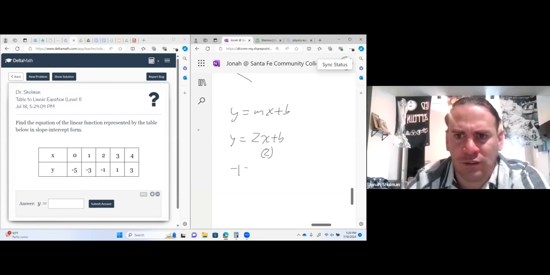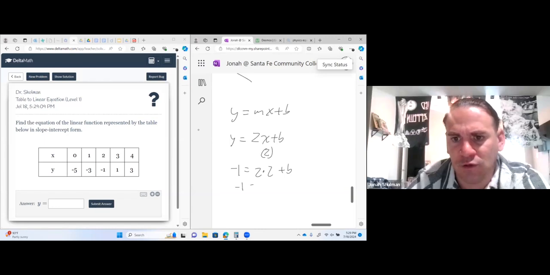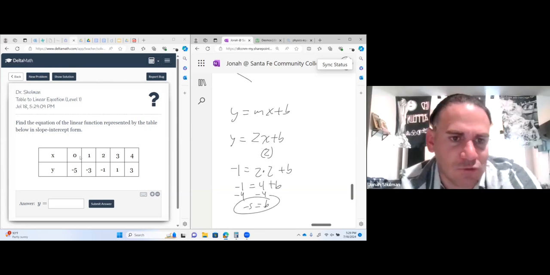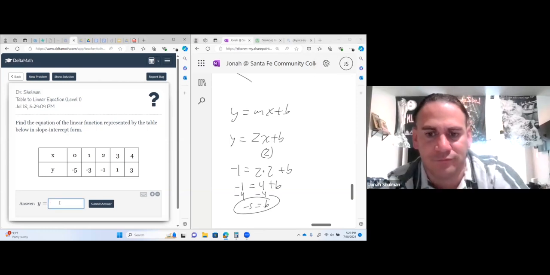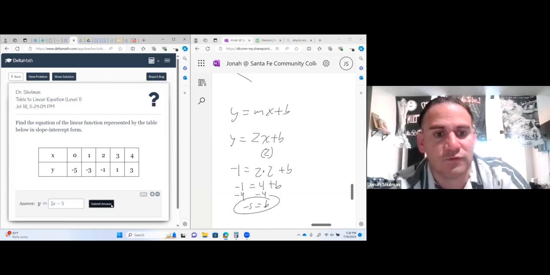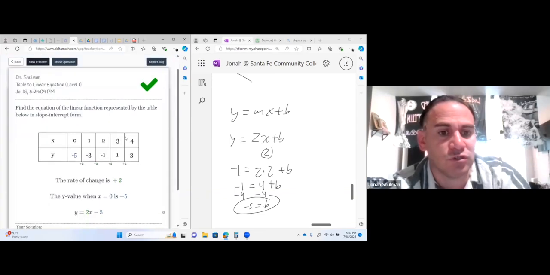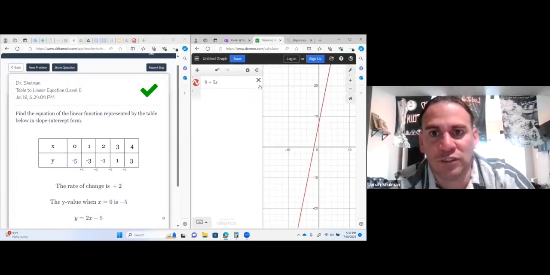So -1 equals 2 times 2 plus b. -1 equals 4 plus b, minus the 4, minus the 4. B equals -5. And guess what? There's our intercept right here. See, if x was 0, we'd have the -5. So 2x minus 5, and you can tell it's increasing as this is positive, which means we should have a positive slope. I'm sure they're going to draw us a pretty picture too. What? They didn't draw the picture? Well, there's only one way to change that.